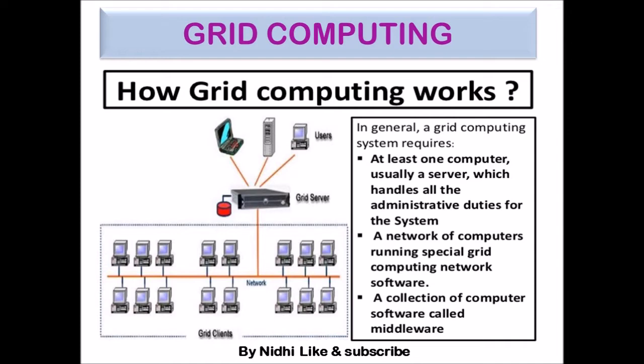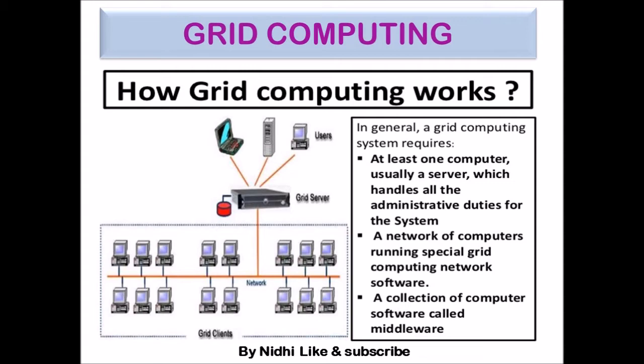the creation of a grid. At least one computer is required, that is known as the server, which handles all the administrative duties for the system. So the grid server is there. The users are connected with the grid server, and a network is created; those are known as grid clients. All these grid clients are using the services or resources from the grid server, and the users' computation power is used by this grid server.